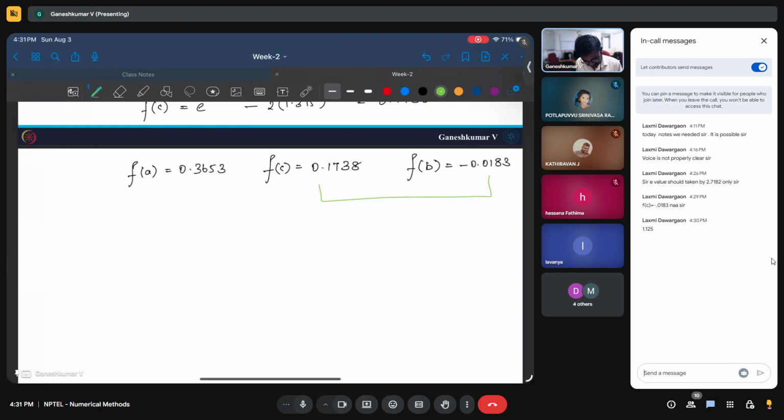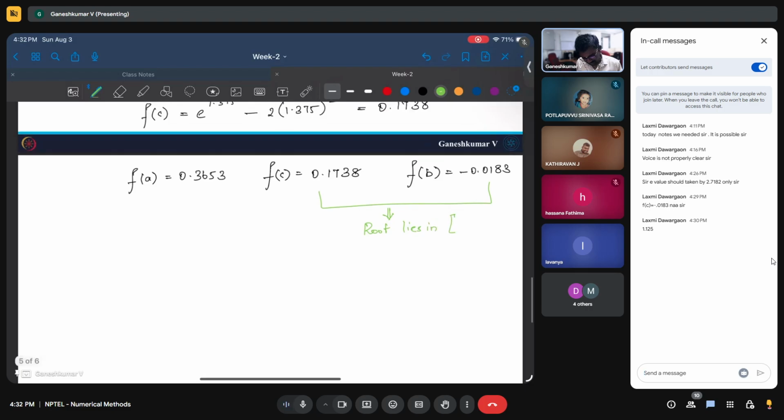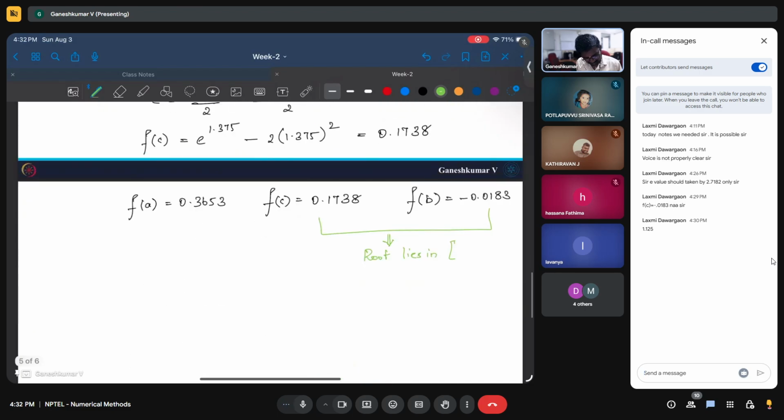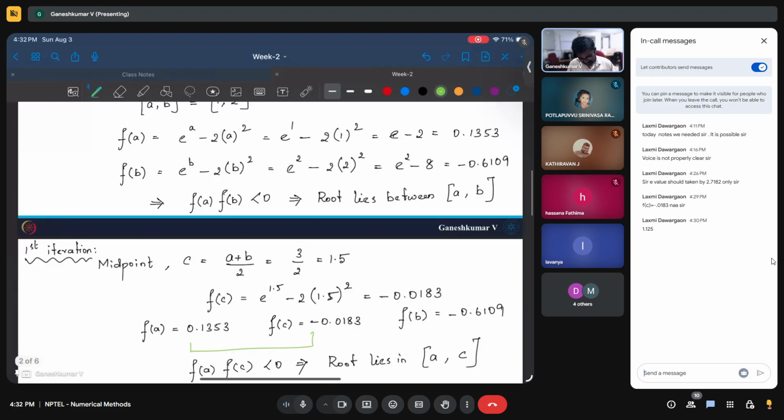So the root lies between C and B, where C is 1.375 and B is 1.5. So as I was telling, in the first iteration itself we can get some idea from here.